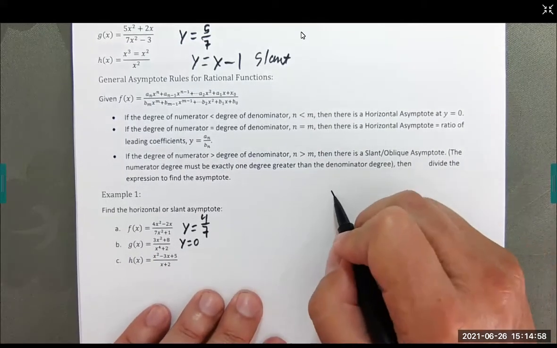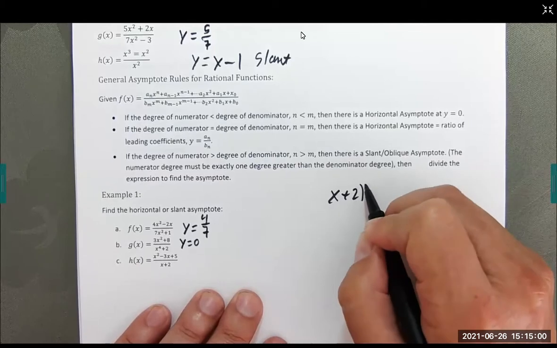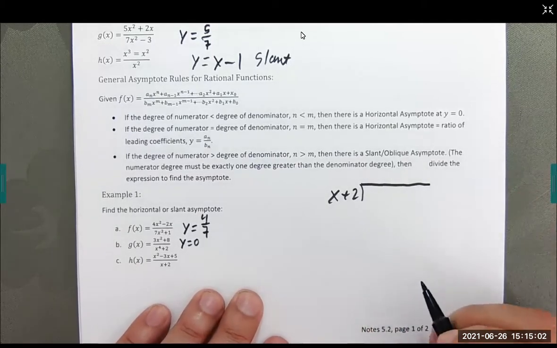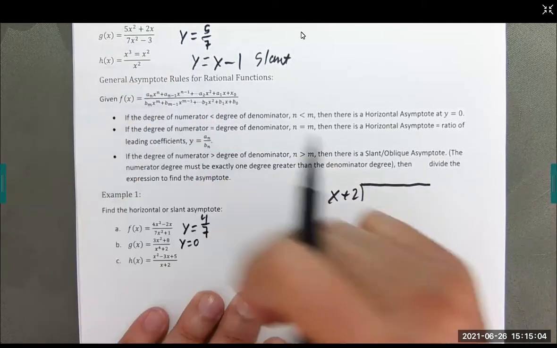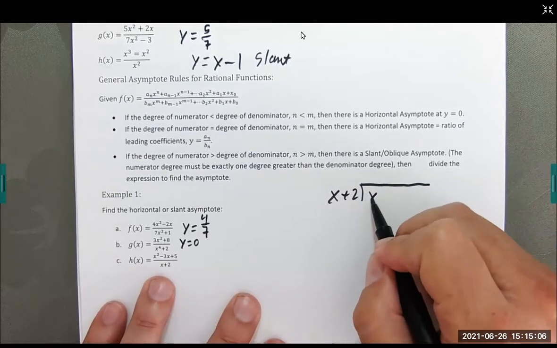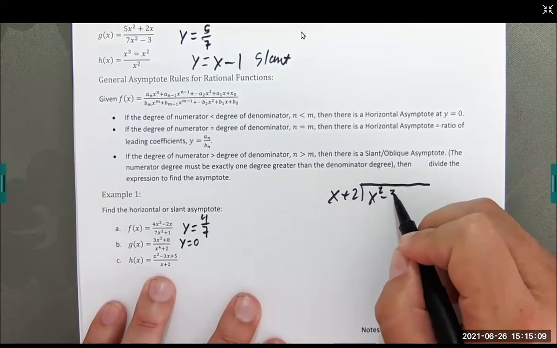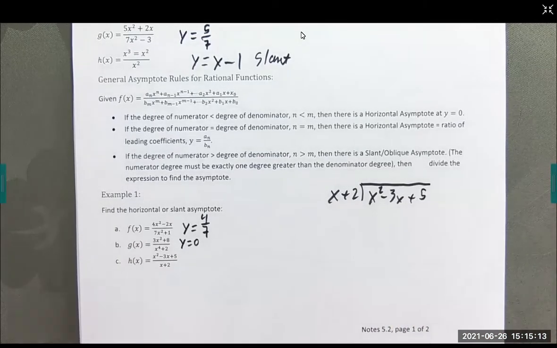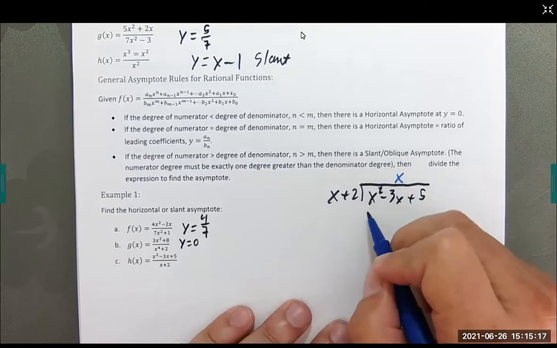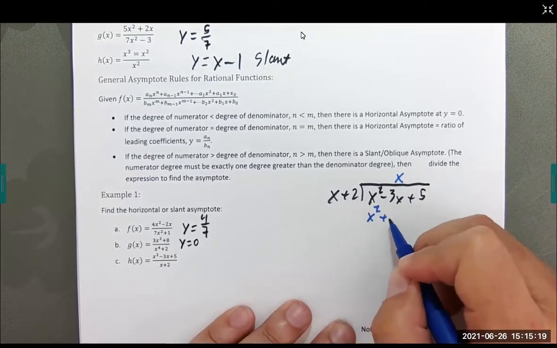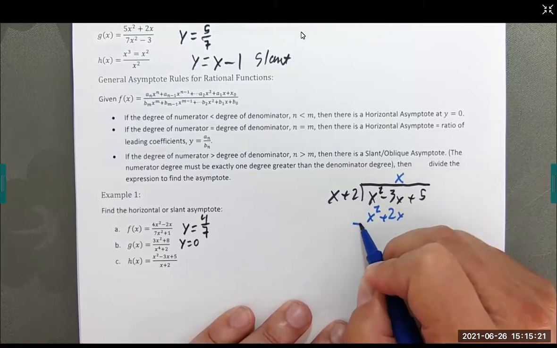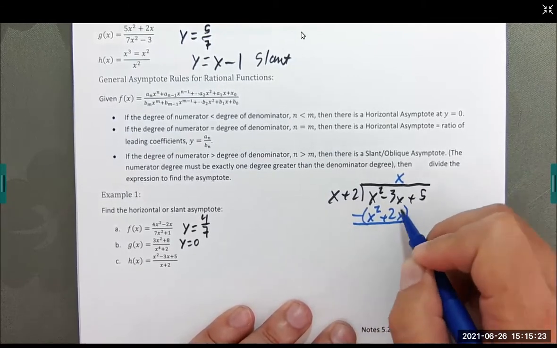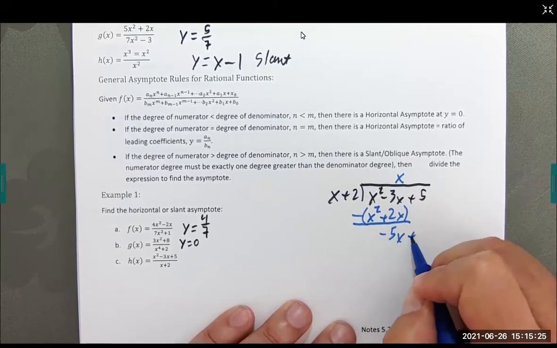So let's divide that out using, in this case, long division. This one we could just break up, but this one we're going to have to do long division. So we have x squared minus 3x plus 5, and we need an x here to get the x squared plus 2x. Subtract, we get negative 5x plus 5.